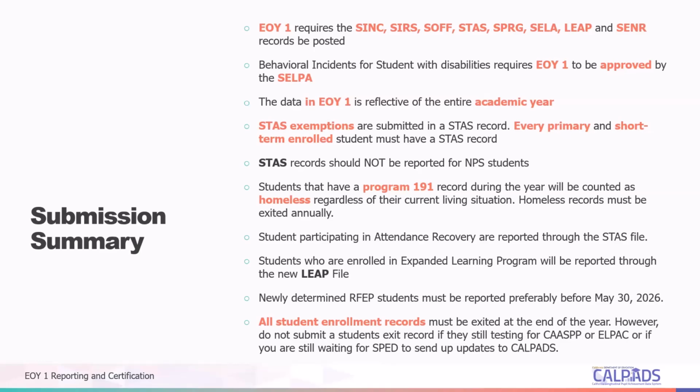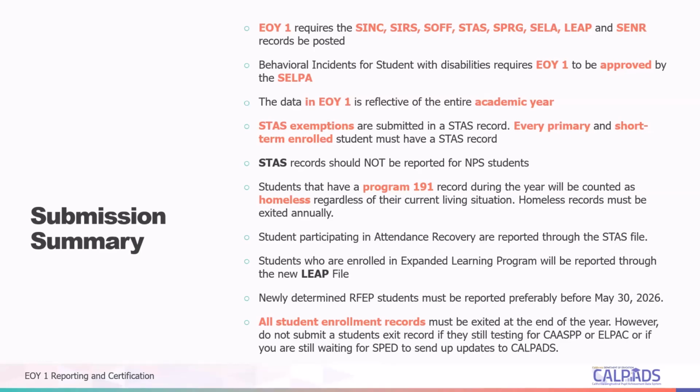Students that have a program 191 during the year will be counted as homeless regardless of their current living situation. Homeless records must be exited annually. That's a change this year. Students participating in attendance recovery are reported through the STAS file. So your AR days are in each student's STAS record. Students who are enrolled in the expanded learning program will be reported through the new LEAP file. It is preferred that newly determined RFEP students are reported before May 30th, 2026.